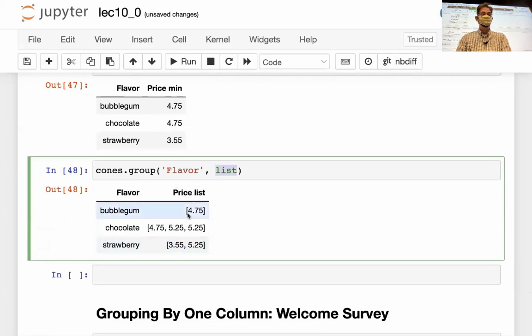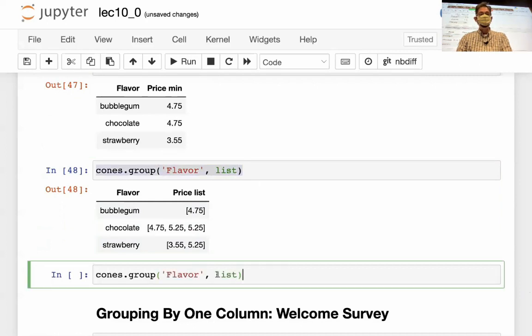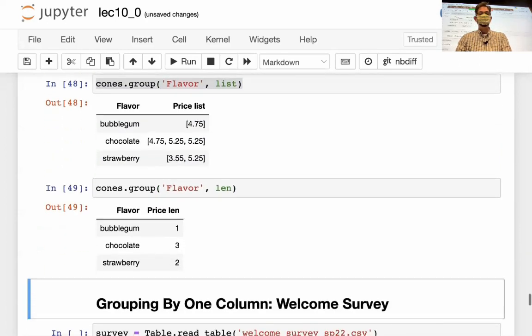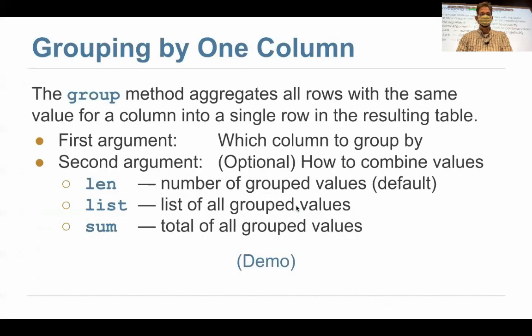This is actually just one column full of lists. Here's something else you can do. You can get the length of that list, which is basically just the count. How many different prices there were. So len would give you the number of grouped values. That's the count. That's kind of the default if you don't actually pass anything in. List tells you all the values. Sum would give you the total, or average would give you the average, or min would give you the minimum. You can pass any function you want that can take a bunch of values and aggregate them into one. Anything that can take an array.